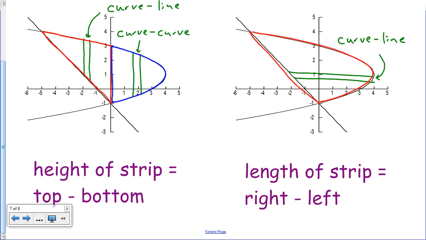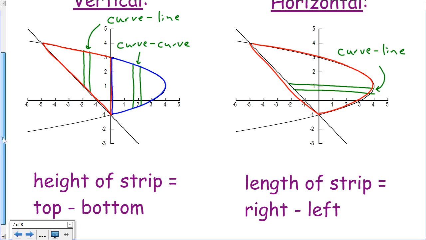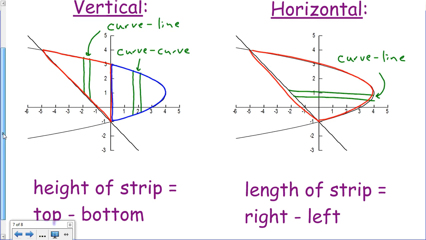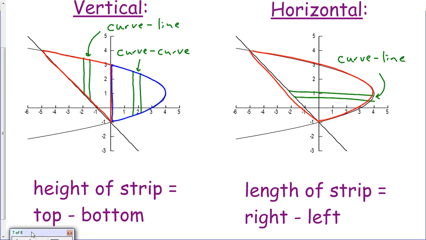Now, one thing to note here, if you're trying to find the height of the strip and you're working with vertical strips, the way that we calculate that height is always the top minus the bottom. You want it to be a positive value. So since it's vertical, you take the larger y value, that's on top, minus the smaller y value, that's on the bottom. So it's always the top minus the bottom.